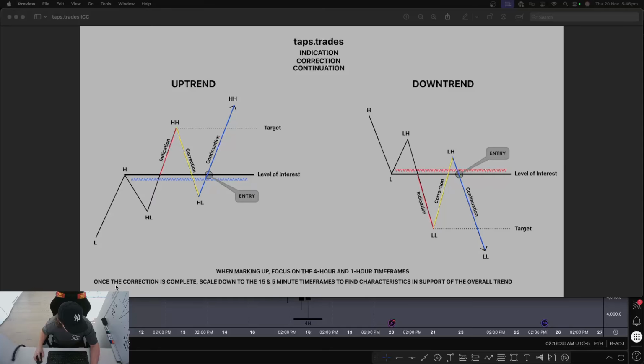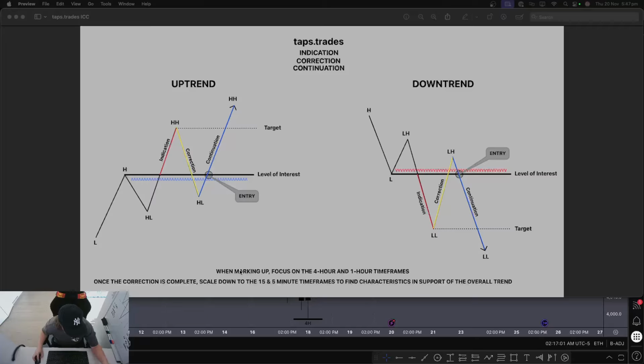At this point in time, I forgot to mention, when we're looking for the ICC, we're marking our charts up on the 4 hour and the 1 hour time frame. That's crucial. I'm sorry I didn't mention that before. So marking up your charts on the 4 hour chart, we've created the indication. Now we've got the correction phase, which is the second phase.